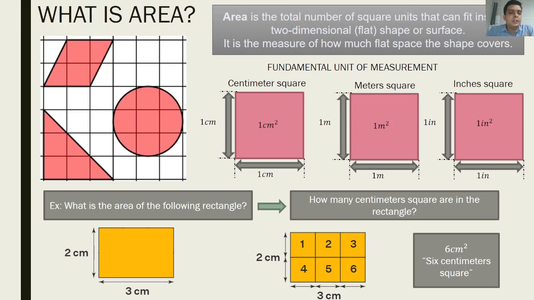But how do we say this in mathematical language? This is 6 centimeters squared. Literally, we are talking about squares. When we say 6 meters squared, it means that we have 6 squares, and each square is 1 meter by 1 meter. In this very basic example, we are counting centimeters squared, so each square is 1 centimeter by 1 centimeter.